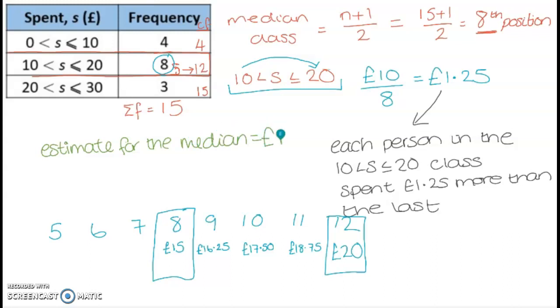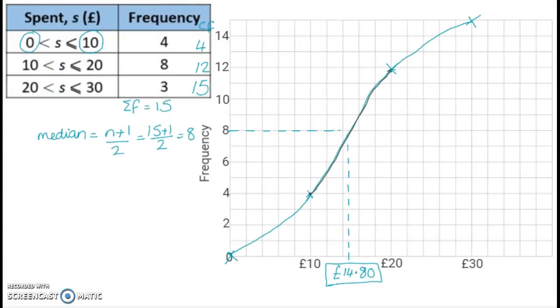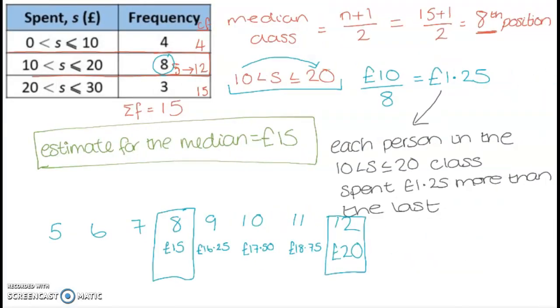And if I look at my cumulative frequency graph, I can have a look how close my answer was. I can see that I thought it was just under £15 on my cumulative frequency graph. And actually, using interpolation is more accurate. So my interpolation suggests that the estimate for the median for this question is £15.